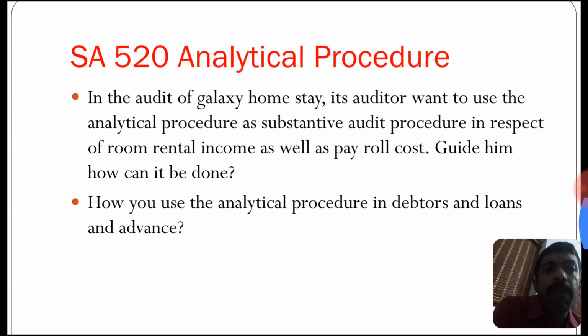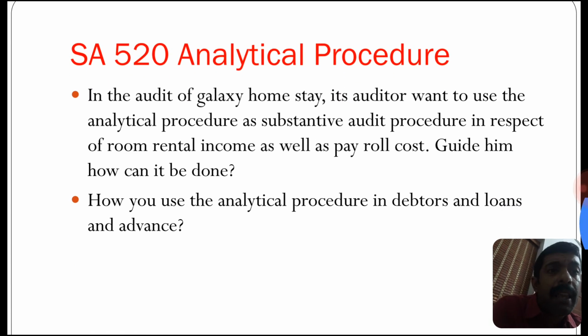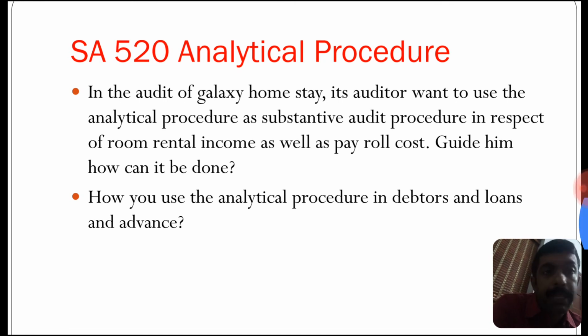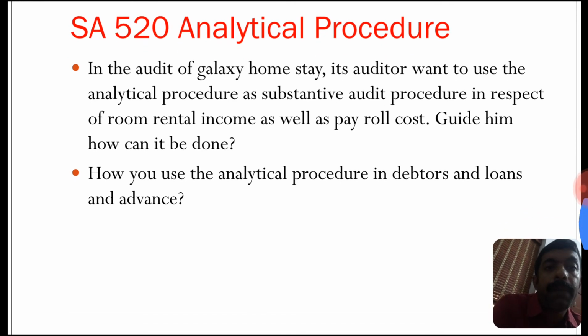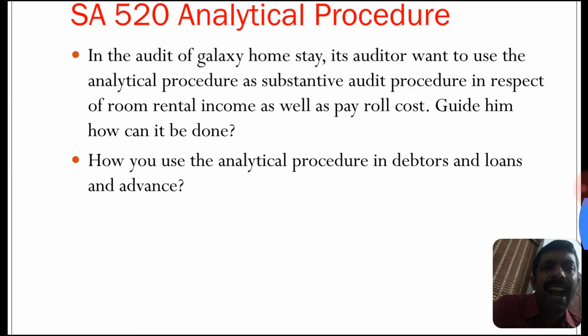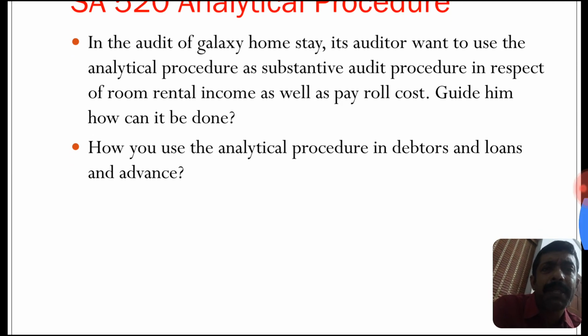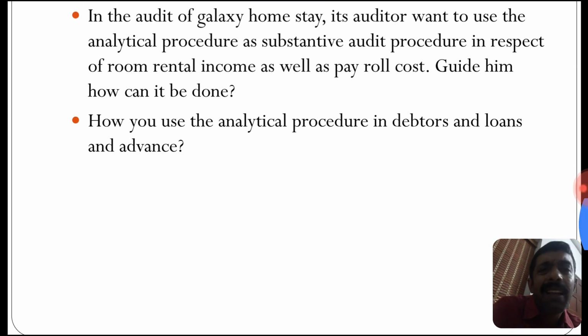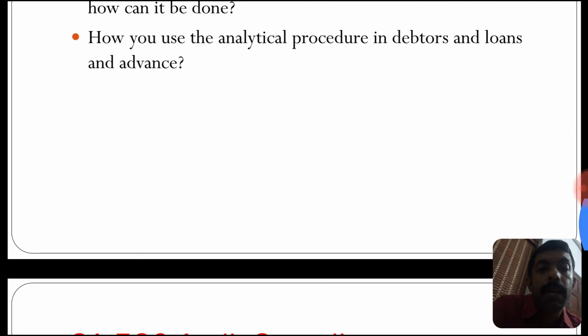In the audit of Galaxy Home Sale, the auditor wants to use analytical procedure as a substantive audit procedure in respect of room rental income as well as payroll. Guide him on what methods of substantive analytical procedure he will use. Room occupancy, vacancy. How do you use analytical procedure in debtors and loans and advances?